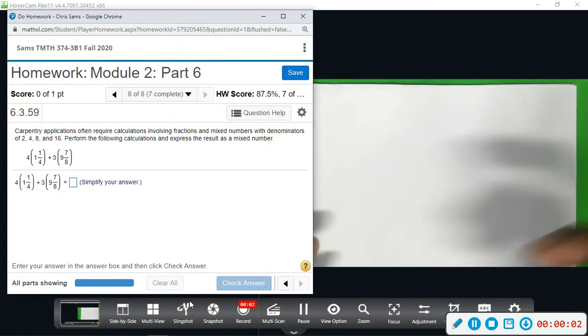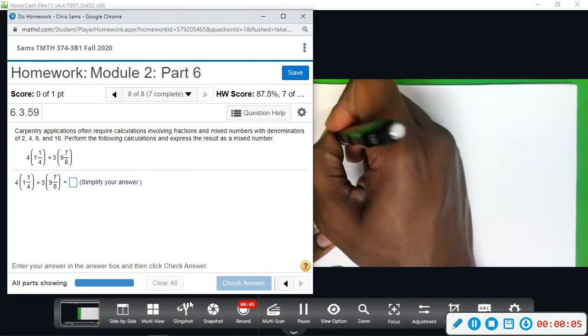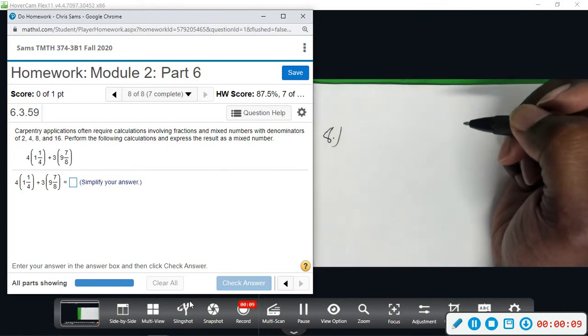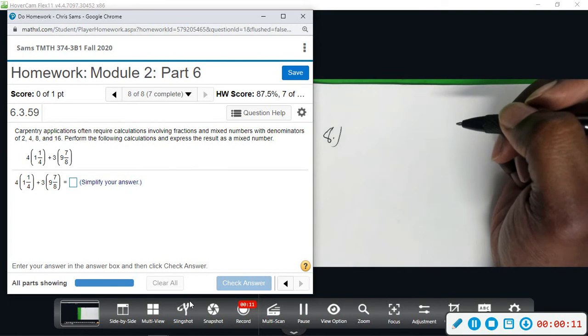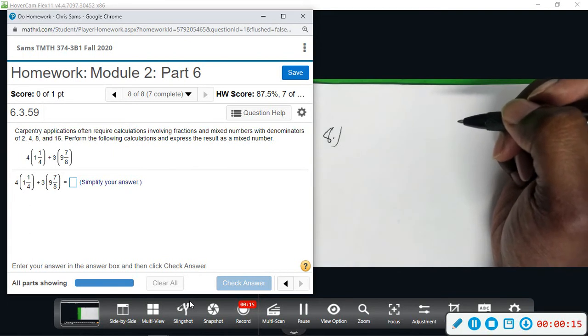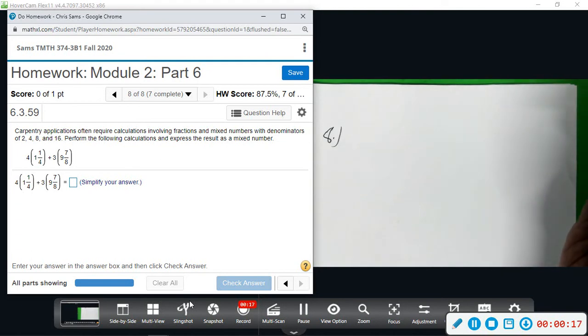Number 8, this is our last one. We have carpentry applications often require calculations involving fractions and mixed numbers with denominators of 2, 4, 8, and 16. And so we want to perform the following calculation and express our result as a mixed number.